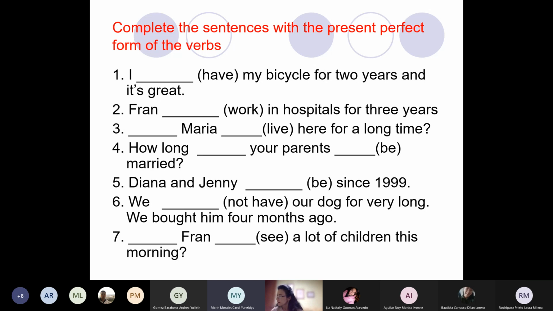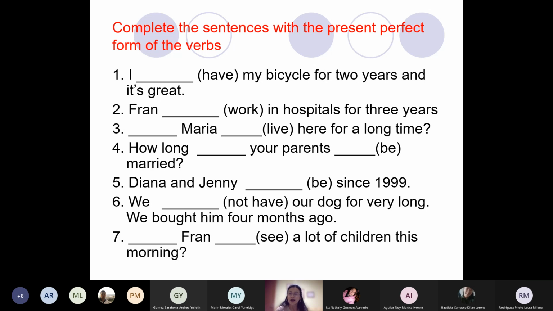Sí, yes, teacher. I have. Y luego sigue el verbo en participio pasado. ¿Cuál es? De have. Do you remember what is the past participle of have? Who remembers? ¿Quién lo recuerda? Teacher. Had. Had, muy bien, el participio pasado es had.